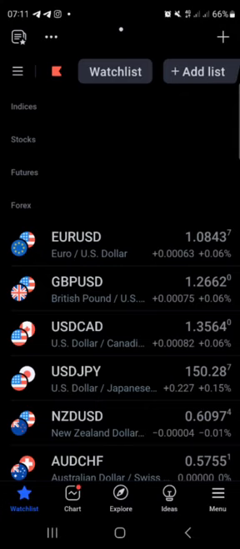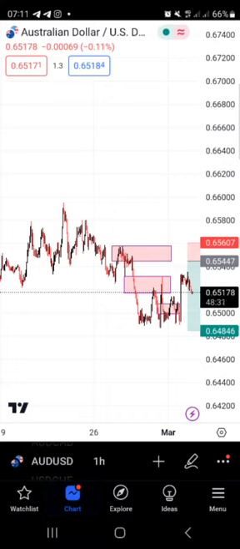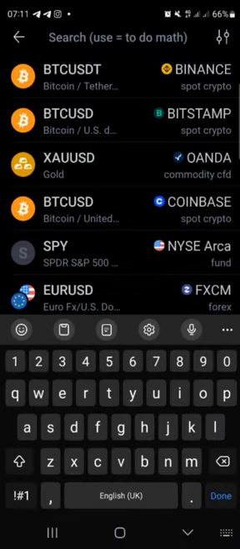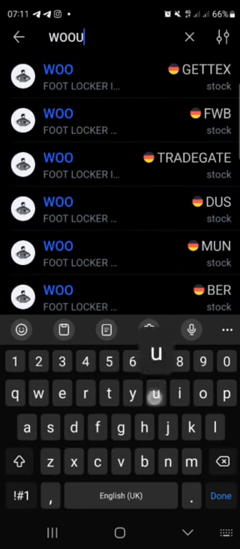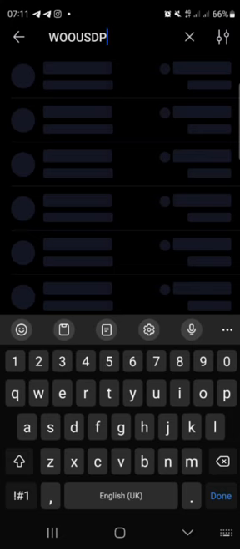So what you want to do is go to chart. You can see under there's watch list, chart, explore, ideas, menu. So you go to chart, then you can see just above the chart, they wrote AUD USD. That's what we call a pair. This is a forex pair, but we're trading crypto. So you click there on AUD USD, then you search for the pair that you're looking for. I'm looking for WU USDT. So we'll just type WU USDT.